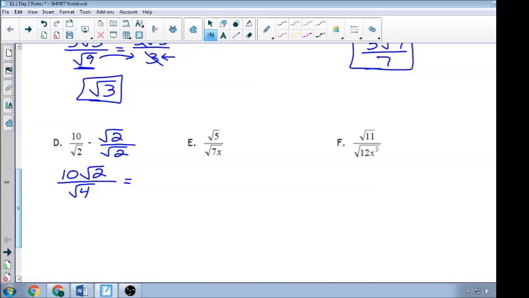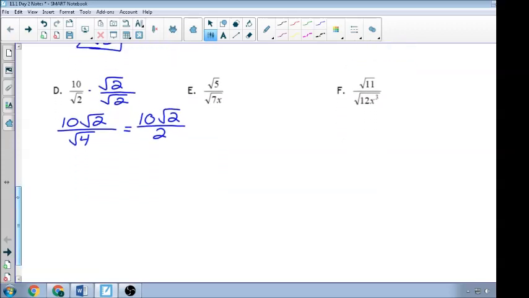Now I can go ahead and evaluate the square root of 4, so it's 10 root 2 over 2. Notice I do have two numbers outside of square roots that can be simplified with one another. Both 10 and 2 are divisible by 2, so I can turn the 10 into a 5. We end up with 5 root 2.